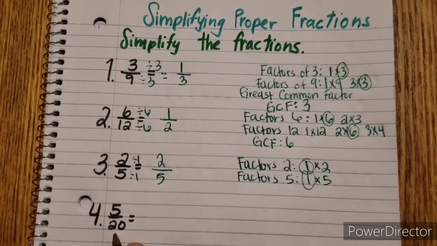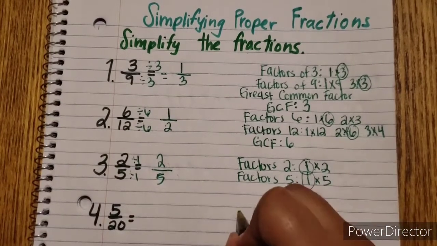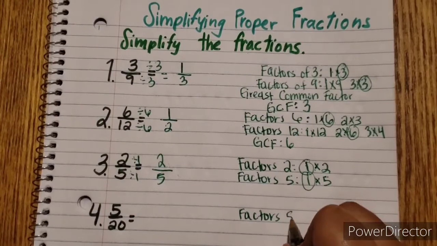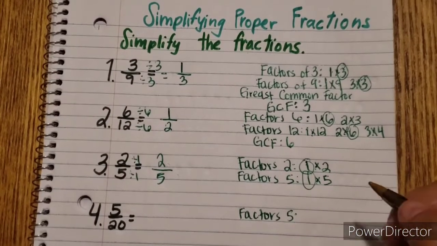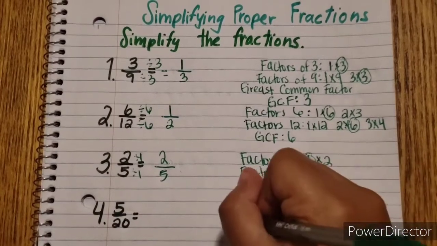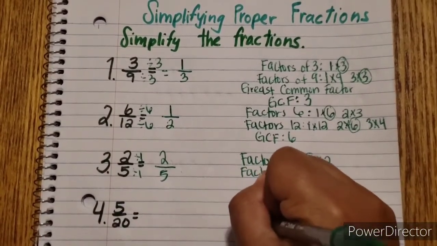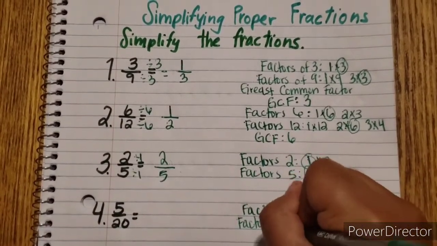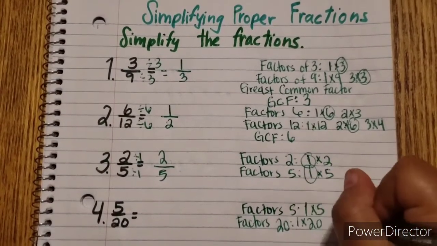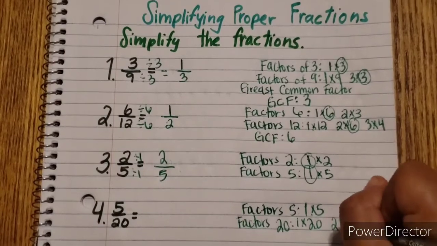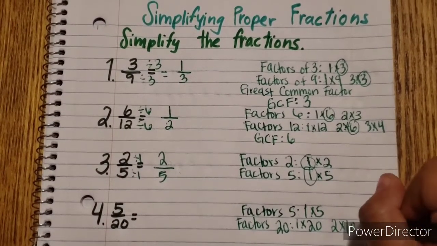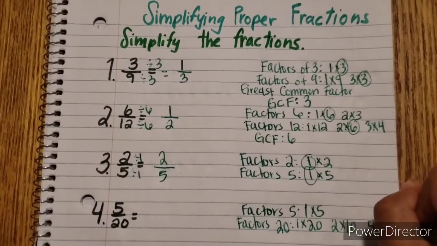We have 5 and 20. So we need factors of 5. We have 1 times 5. We need factors of 20. We have 1 times 20, 2 times 10, and 4 times 5.